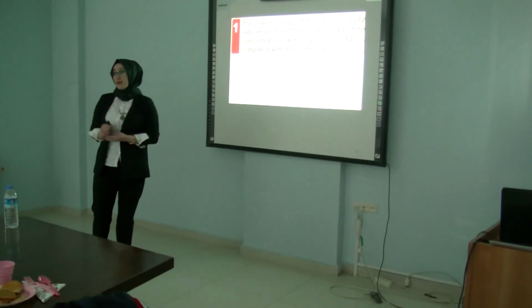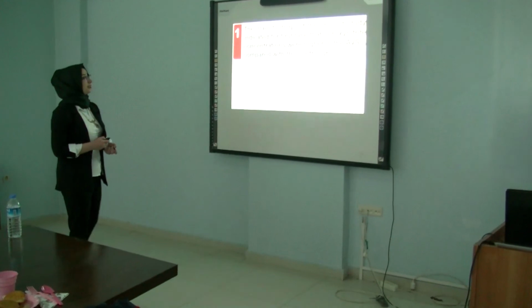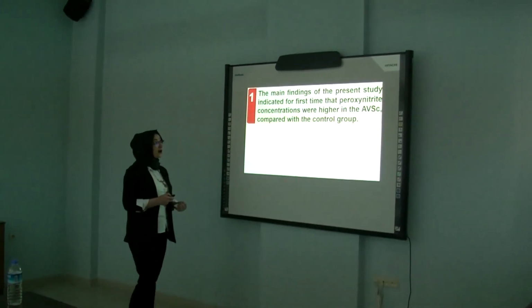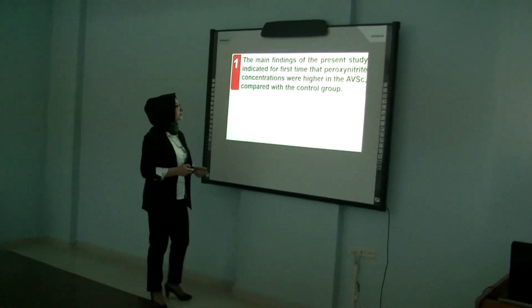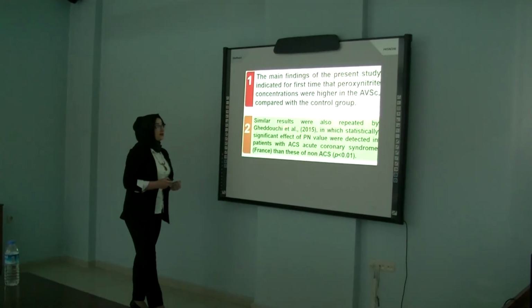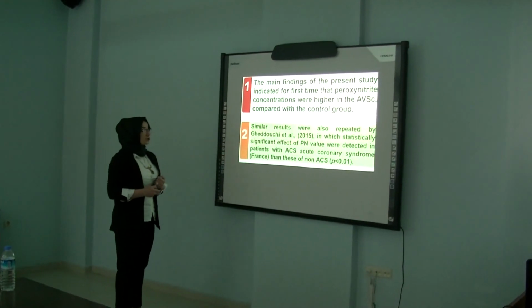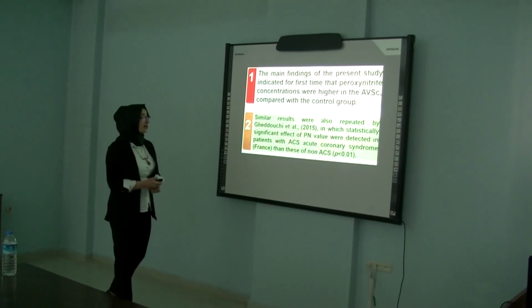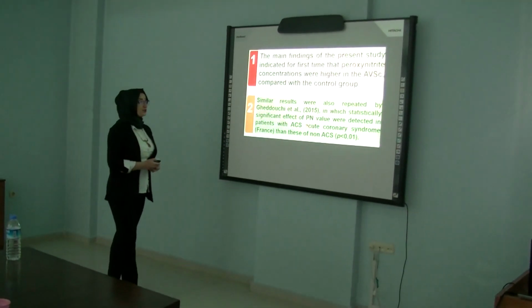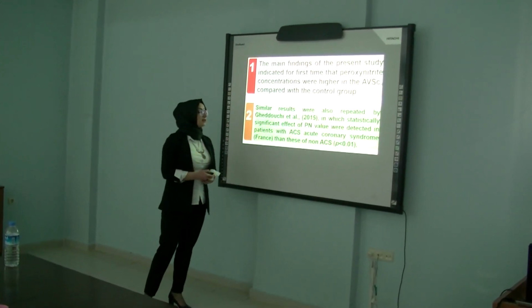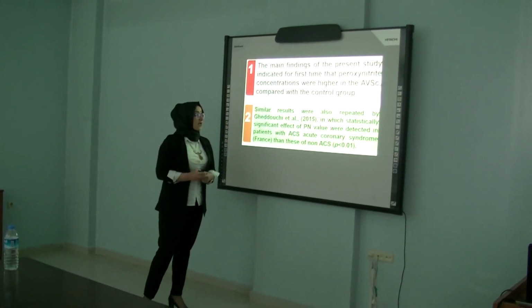We can say that the main finding of our study indicates for the first time that peroxynitrate concentration was higher in the patients with aortic sclerosis in comparison with the control group. Similar results were also reported by GDOG 2015, in which statistically significant effects of peroxynitrate were detected in patients with acute coronary syndrome in the French population than those of non-acute coronary syndrome.